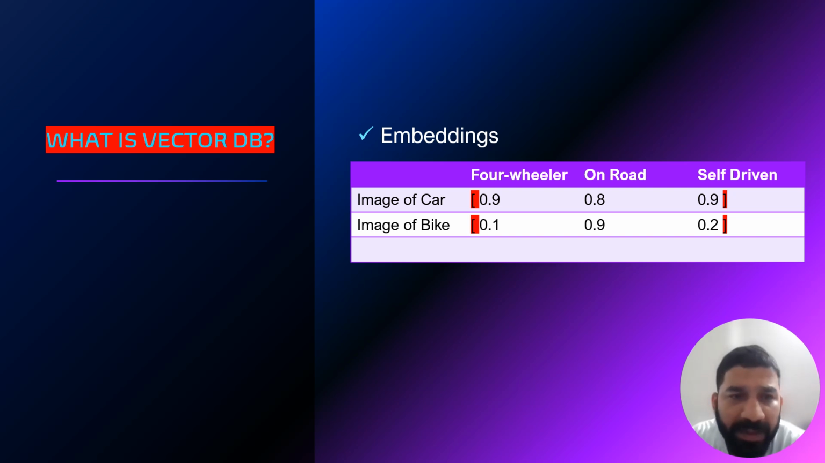Let's assume that I have two images. One is the image of a car and the second is the image of a bike. And I have added a few features at the top. You can see four-wheeler, on-road and self-driven. And I have rated, or given marks out of 1, for the image of car. For the image of car, I have rated 0.9 out of 1 for four-wheeler, and at the same time for the image of bike, I have rated 0.1 out of 1 for the four-wheeler feature. So this is how the vector representation of the image of car will look like. It will look like the starting of a square bracket 0.9, 0.8, 0.9 and then the closure of the square bracket.